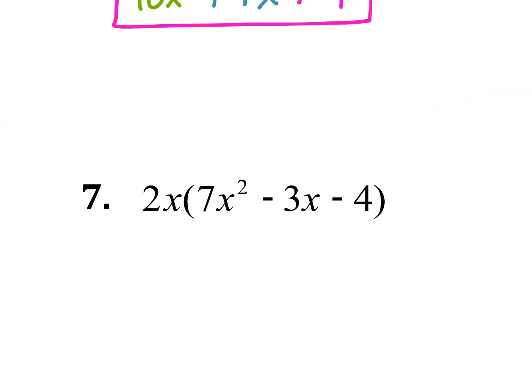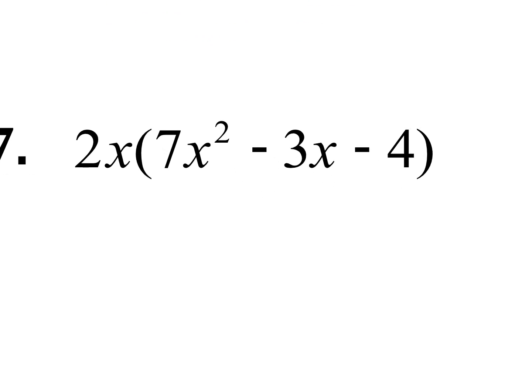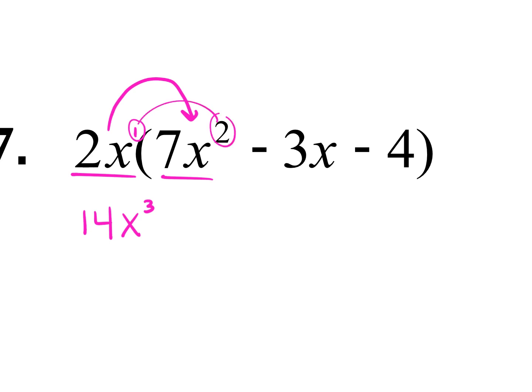Okay, number 7. What do you do with this one? Distribute. You're going to take that 2x and you're going to multiply by all of it. What is 2x times 7x squared? 14x to the 3rd power. So you're adding your exponents here to the 3rd. Then you take that 2x and you multiply by a -3x. What do you get? -6x.